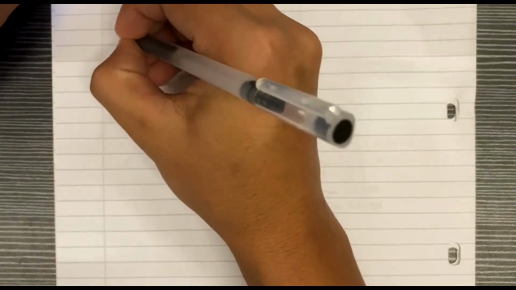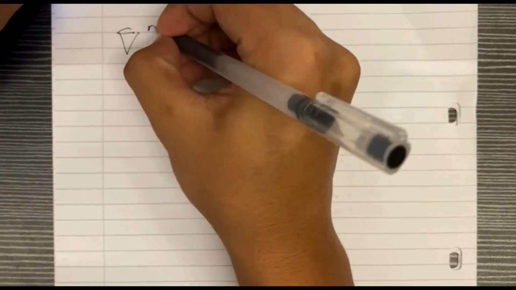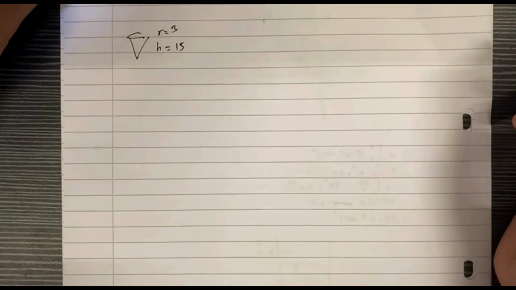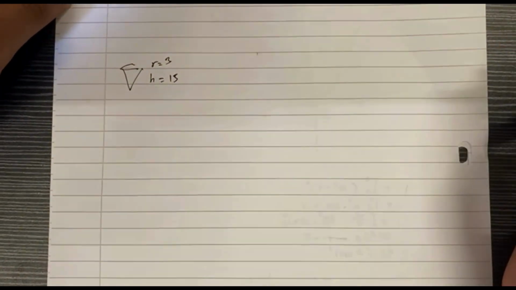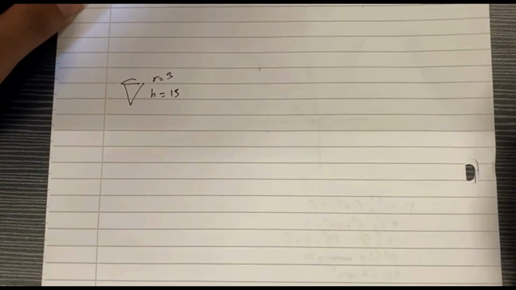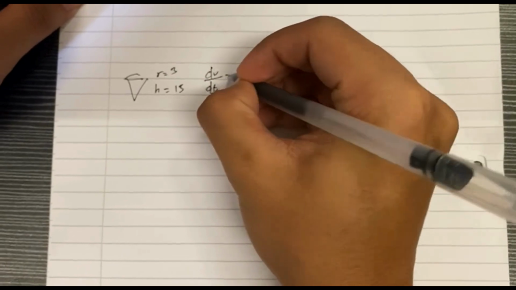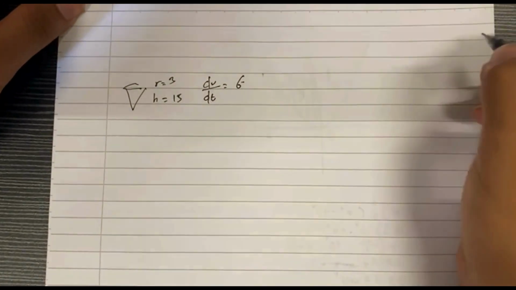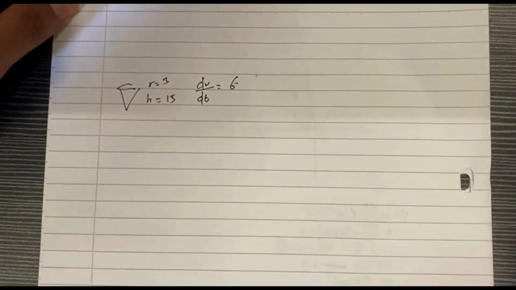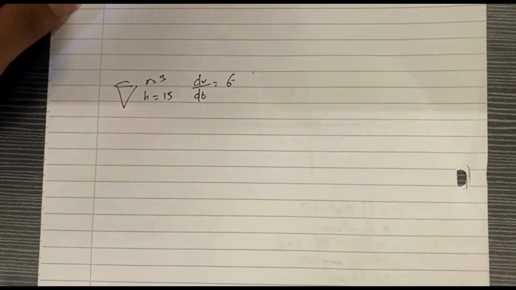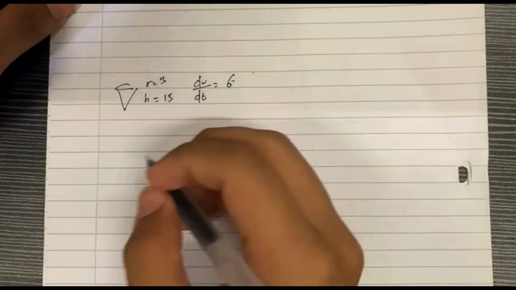Now we were given a conical water tank with the radius equal to 3 and the height equal to 15. It said that the water flows into the tank at a rate of 6 cm³ per second, which means dV over dt is 6. Now that we have this, let's look at question A: show that the volume of the water is V equals pi h cubed over 75.